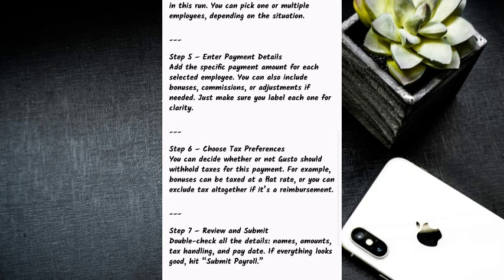Step 6, choose tax preferences. You can decide whether or not Gusto should withhold taxes for this payment. For example, bonuses can be taxed at a flat rate, or you can exclude tax altogether if it's a reimbursement.